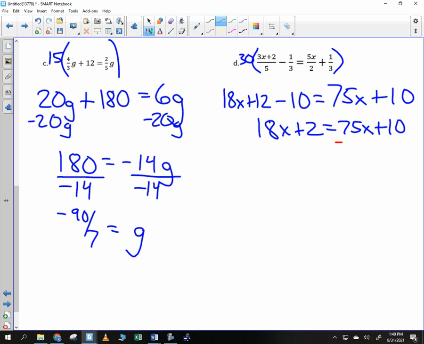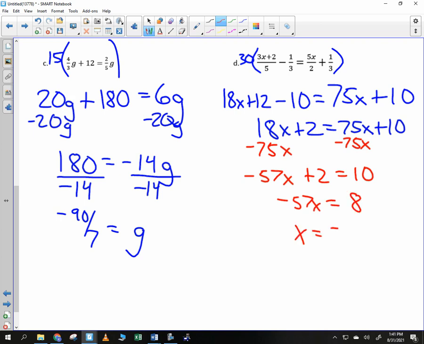I'm going to subtract the 75x from both sides. 18 minus 75, negative 57x, plus 2 is 10. Subtract the 2, negative 57x is equal to 8. So x is negative 8 over 57.